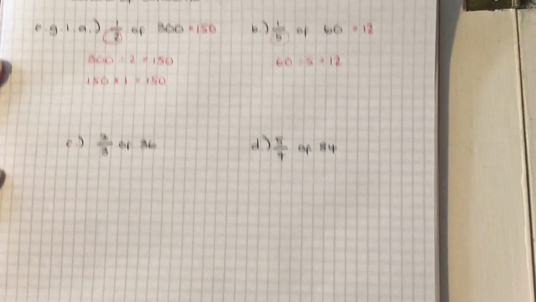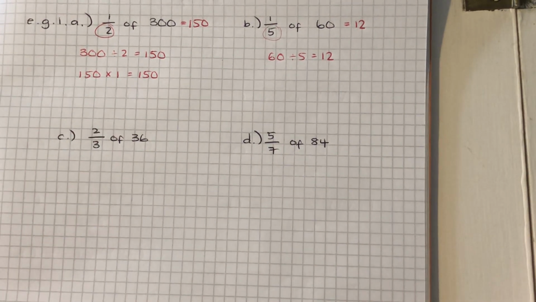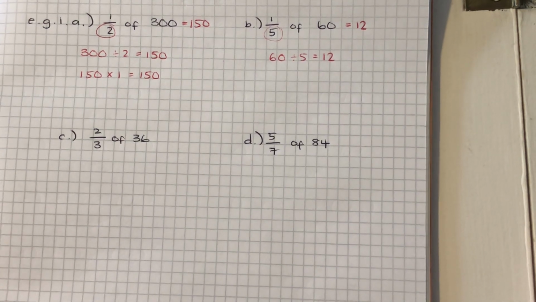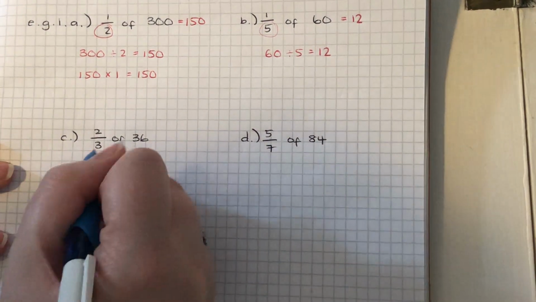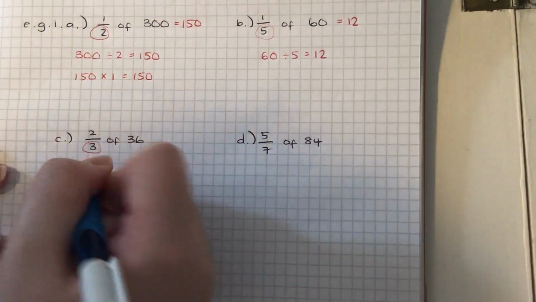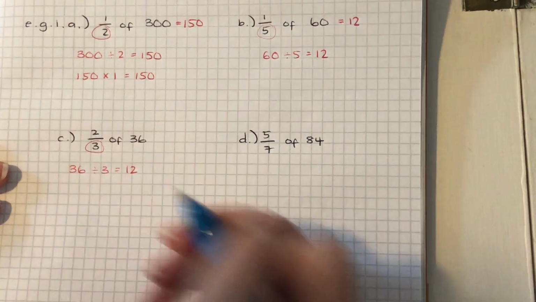Okay, so I've added a few, I shouldn't say harder because they're not harder, just slightly different. So these ones, if you look at the tops of the fractions, they're not 1 this time, so it will be a little bit more work. So again, we look at the denominator. So the denominator of the first one is 3. So we're going to do 36 divided by 3, which gives me 12.